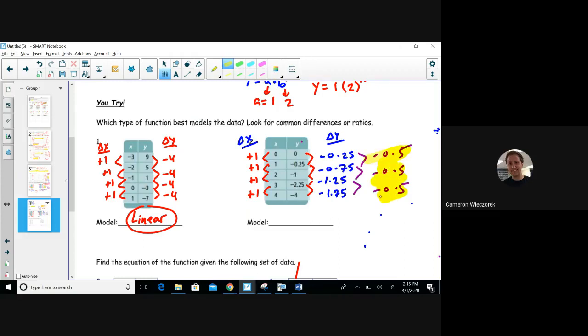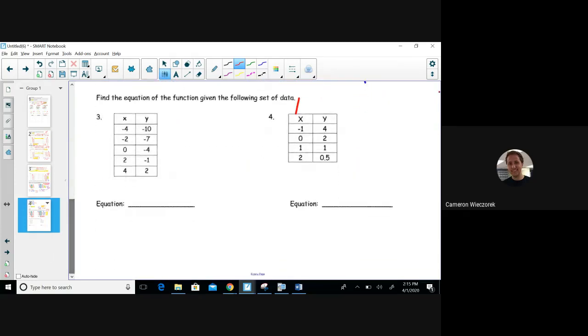And look at that. There's my constant second differences in the y. So constant second differences. That's exactly what I need to check to confirm that it is a quadratic function. And we don't have to write the equation for that. Last two, find the equation of the given function. First thing we're going to have to decide is what type of function it is.